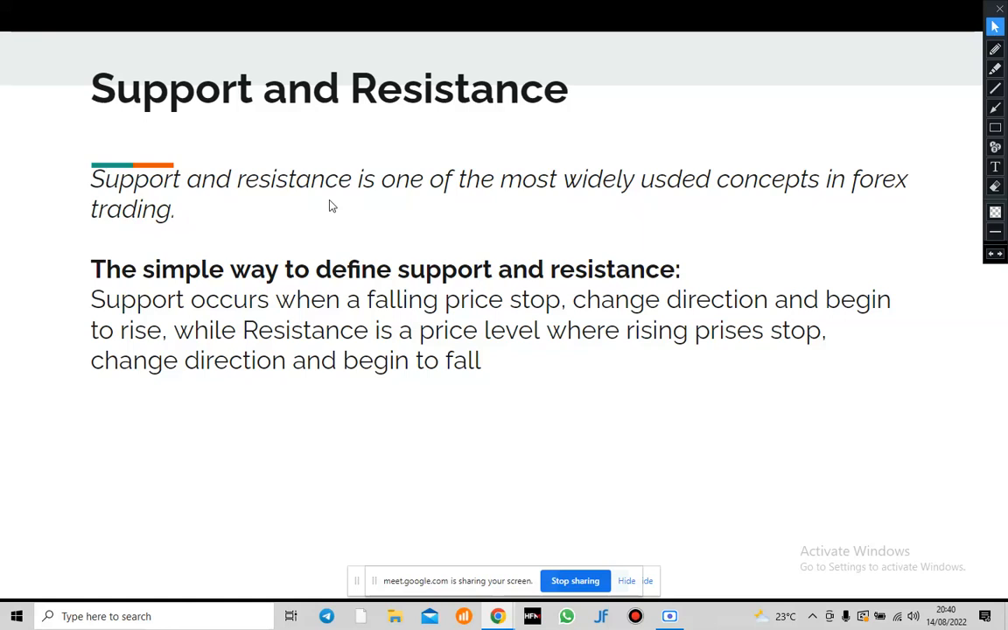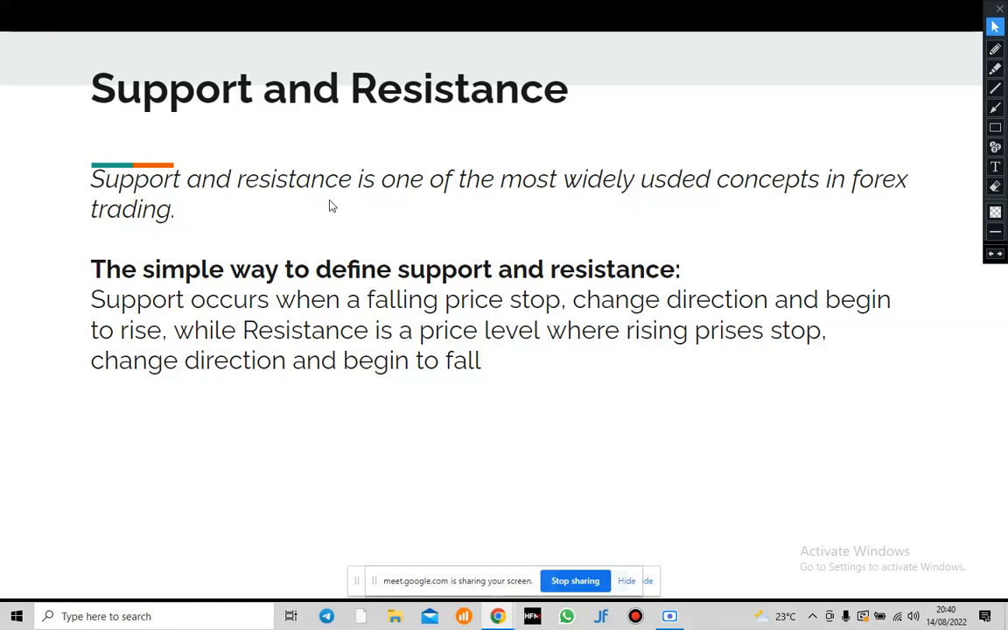We can use indicators to analyze the market. You can use trend lines to analyze the market. You can use any other price action instrument to analyze the market. But mostly, traders use support and resistance to analyze the market. So that is why today I'm going to show you the in-depth of support and resistance.